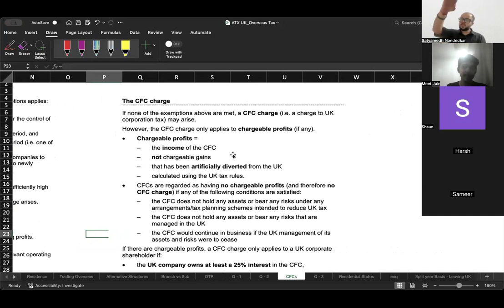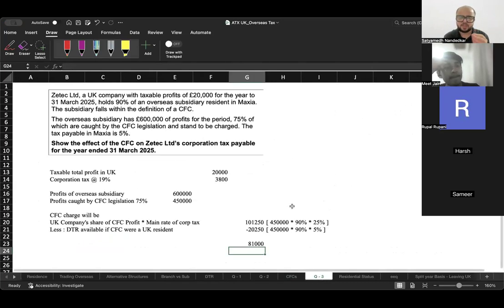And if by some reason you don't fit in one of the five clauses, ठीक है, then a CFC charge may arise. CFC charge only applies to chargeable profits, that is income of the CFC, not on chargeable gains, and that has been artificially diverted from the UK, calculated using the UK tax rules. Instead of theorizing it, let's quickly look at an example to understand how is the CFC charge calculated.